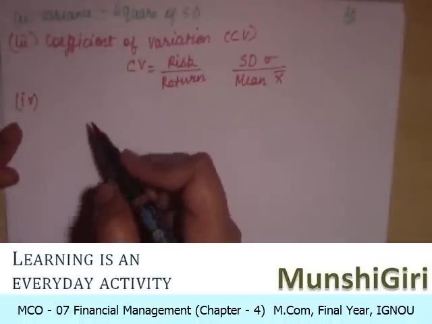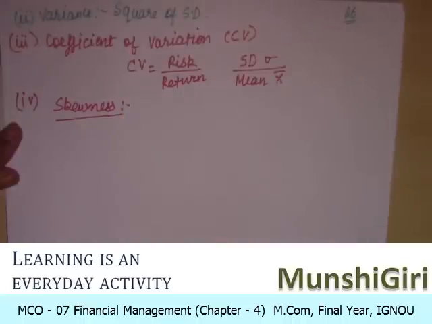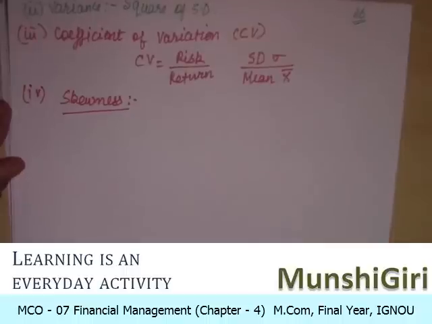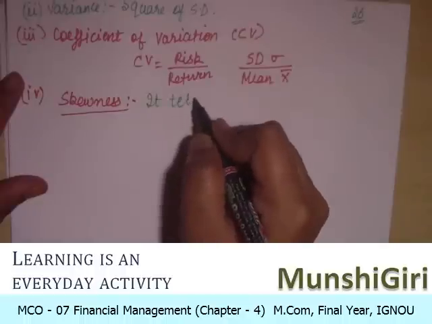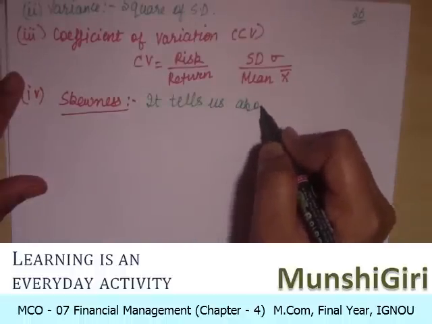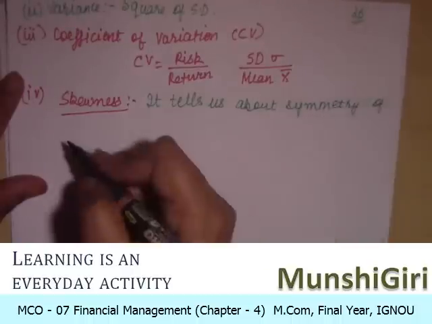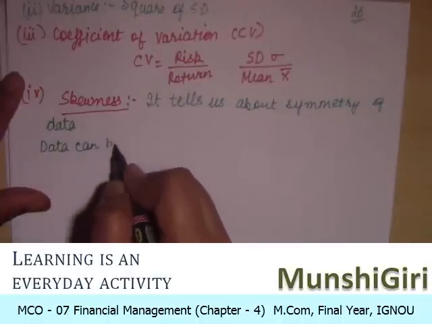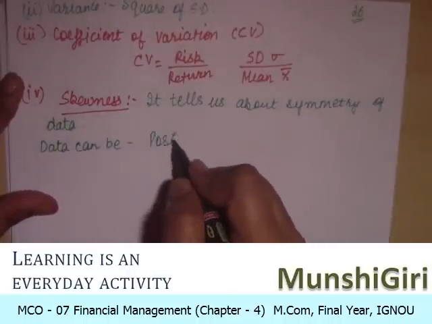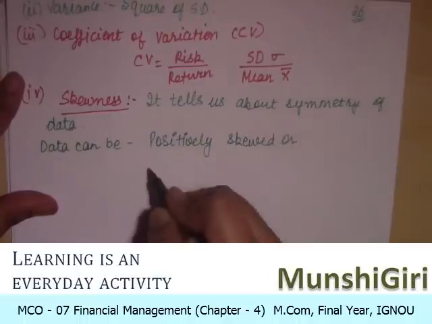Coming to the fourth measure of risk we have skewness. Now skewness tells us about the symmetry of data. The data can be positively skewed or negatively skewed.